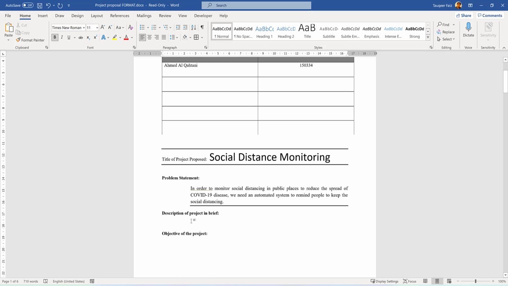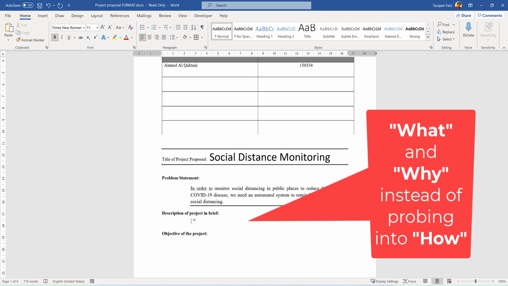So we need to describe our project. A project description is basically a high-level overview of why you are doing a project. This section explains the project objectives and its essential qualities. So here you will be focusing on what and why without probing into how. Another good example of project description could be related to the same issue which we discussed above, social distance monitoring.